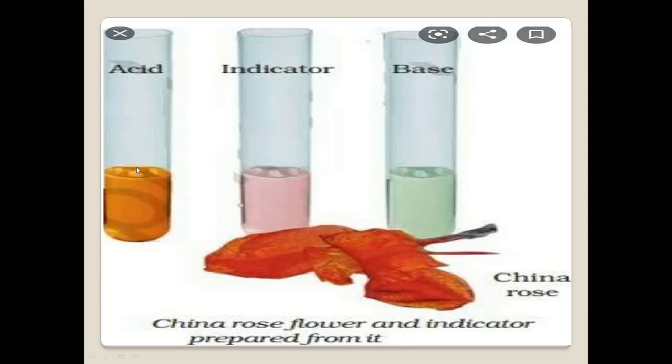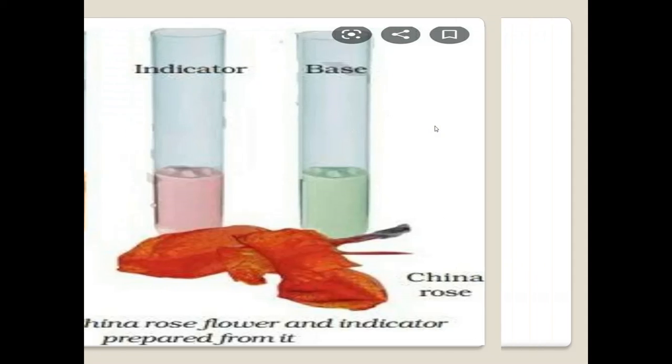Suppose you have taken an acid in a test tube, and you put a few drops of China rose solution into the acid, it will give you a tint of slight red or yellow color. And if you put the same indicator into a base, it will give you a light bluish green color. So by seeing the change in color, you can easily identify whether the given substance is an acid or a base.